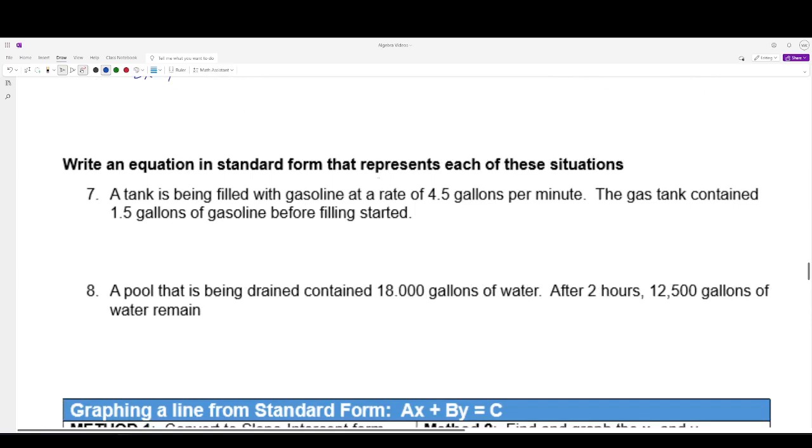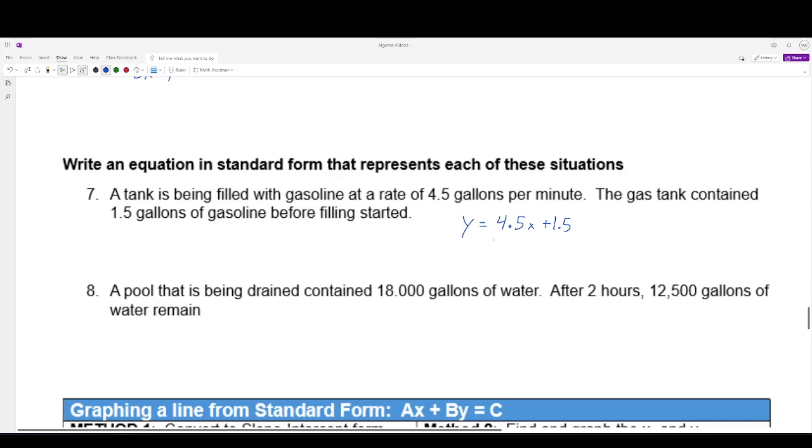All right. A tank is being filled with gas at a rate of 4.5 gallons per minute. So our slope, 4.5, is the same as 9/2, but we can write it as a decimal. That's fine. The gas tank contained 1.5 gallons before filling started. So our y equals 4.5x plus 1.5. If you're more comfortable writing that as 9/2 and 3/2, you can certainly do that.